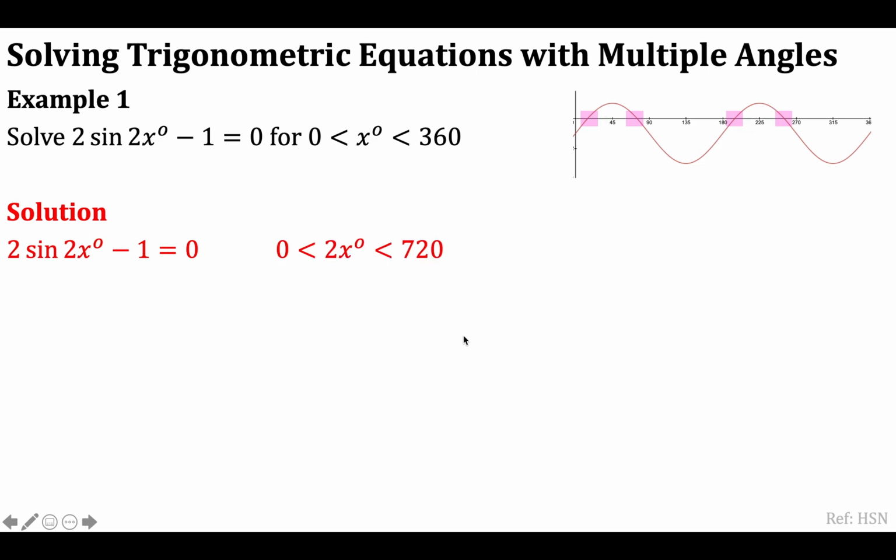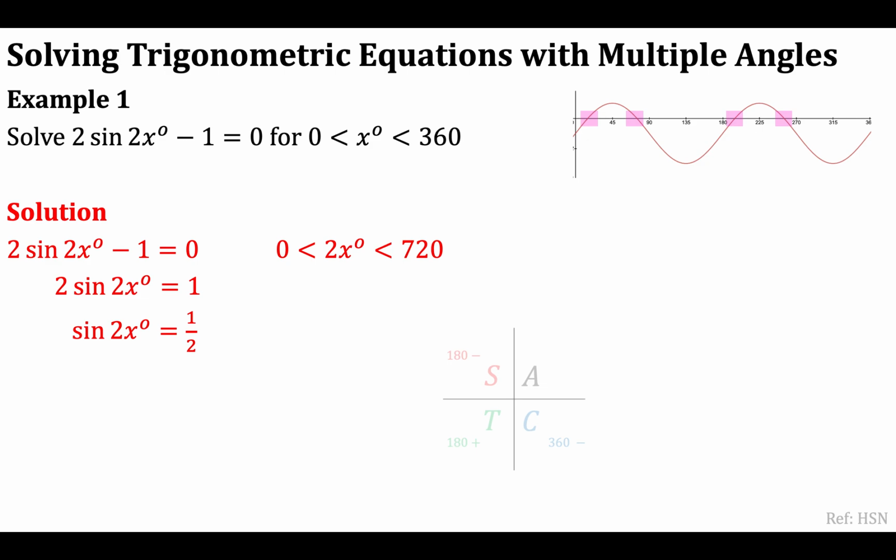So I need to solve for 2x between 0 and 720 degrees. And that will allow me at the end to divide by 2 and get my 4 answers. So just make sure you adjust your range at the beginning, and it will help you get the correct answers come the end of the solution. So adding our 1 to both sides and then dividing both sides by 2 gets us sine 2x equal to a half. Now again, I have alarm bells going off in my head because I know that a half is an exact value, so I need to bear that in mind just now.